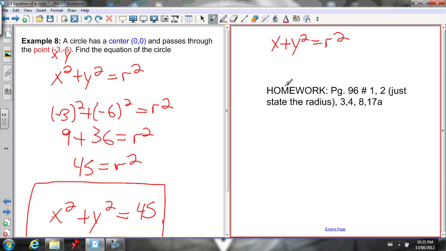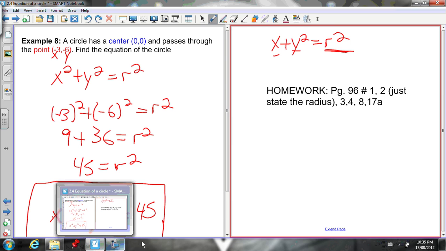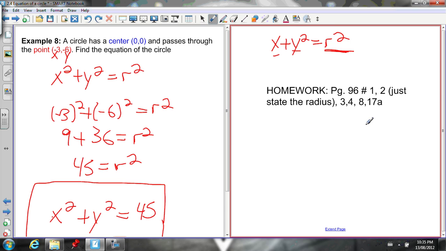Or the other type of question I gave you is if I give you a point on the circle. You plug that point in for x and y, which allows you to solve for r squared. Then you write your final equation by subbing in for only r squared. Okay? So those are the 3 types of questions. There's also application types of questions for this section. So make sure you do the homework and attempt those, and ask me if you have any questions with those.